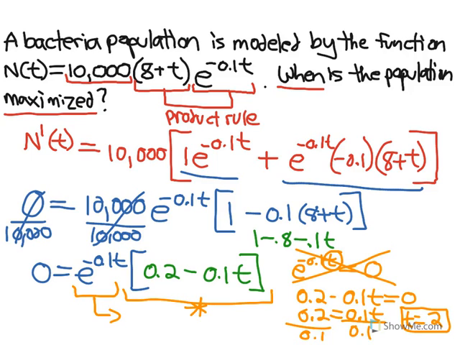So that means 2 seconds or 2 years or whatever t was measured in the problem, and it probably stated that somewhere in the problem. I just didn't write it here to save room. But at t equals 2, we know that the population is maximized.